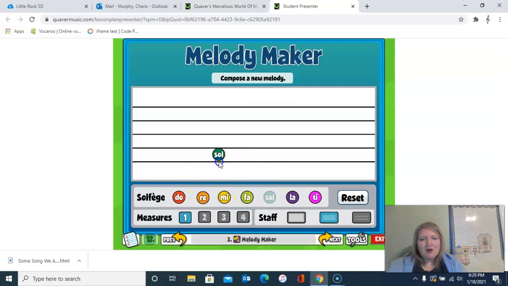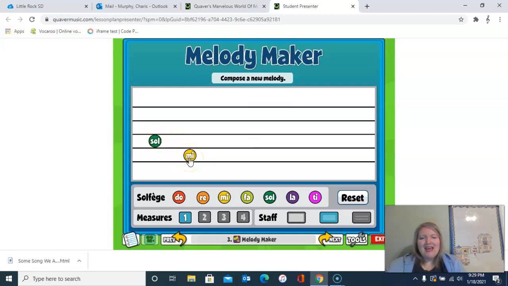Let's see if I put so in a space. So let's put so in this space. Then that means that mi is going to be in what? If so is in a space, mi is in the space below it. That's right. So it'd have to be in this space right here.